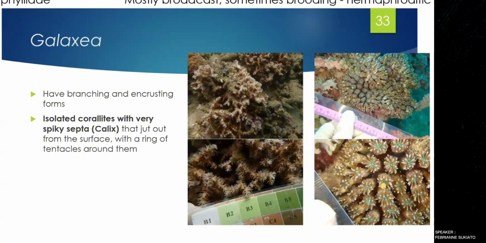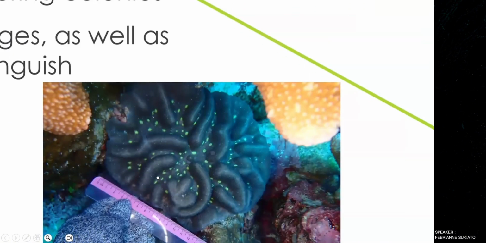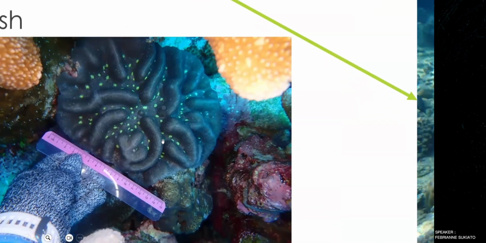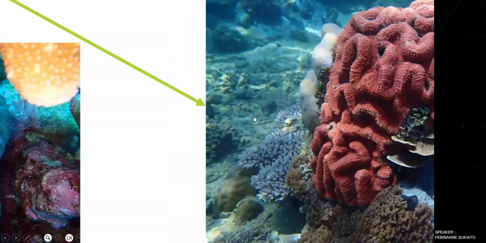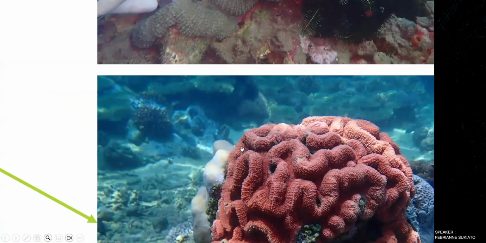Now, Lobophyllia is commonly known as grain coral. It's quite distinct. It has a very meaty look to it, and they sometimes form these meandering ridges, which tend to be very thick, and the valleys also tend to be quite deep. It looks like a bunch of sausages, or people call it brain coral for a reason.